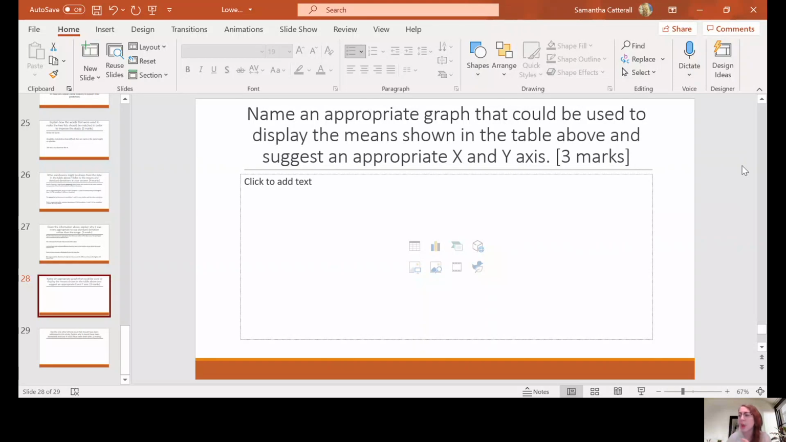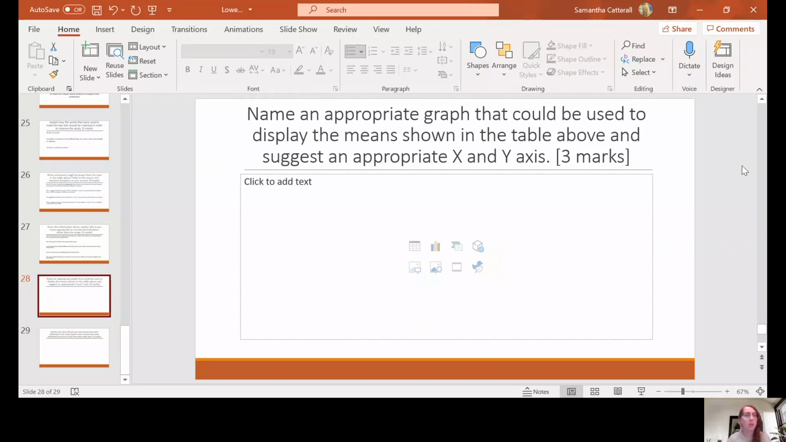And then nobody else put any other graphs and charts on. I think maybe one person did a line graph, but a line graph is to show change over time. There's no reference to that in this question. There's two conditions, so it's definitely not a line graph.